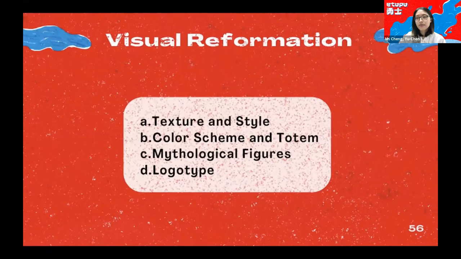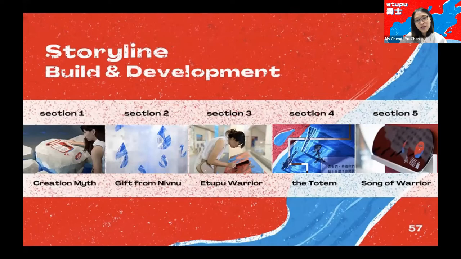Okay. After finishing the visual reformation, let's move on to the story. There are five stories in our exhibition, and there is one story in each section. So how do we guide our audiences through the stories? How do we connect five different stories? Next, please.